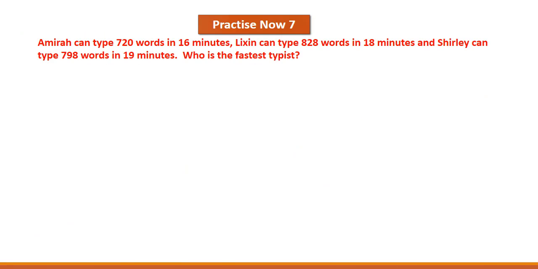So today we are going to discuss practice now 7. Amira can type 720 words in 16 minutes. Lixan can type 828 words in 18 minutes, and Shirley can type 798 words in 19 minutes. So we have to calculate who is the fastest typist. Fine. So let's start our solution.